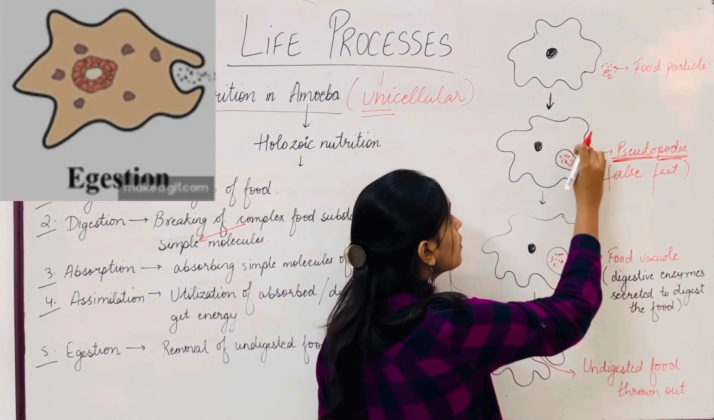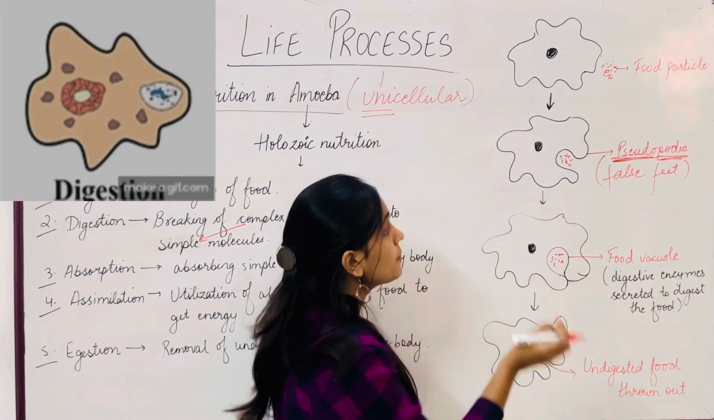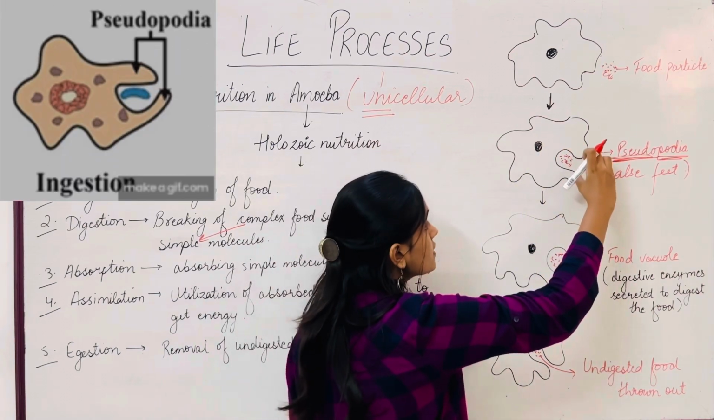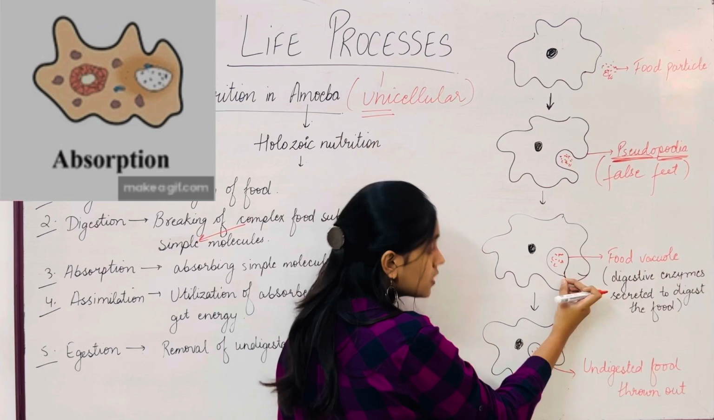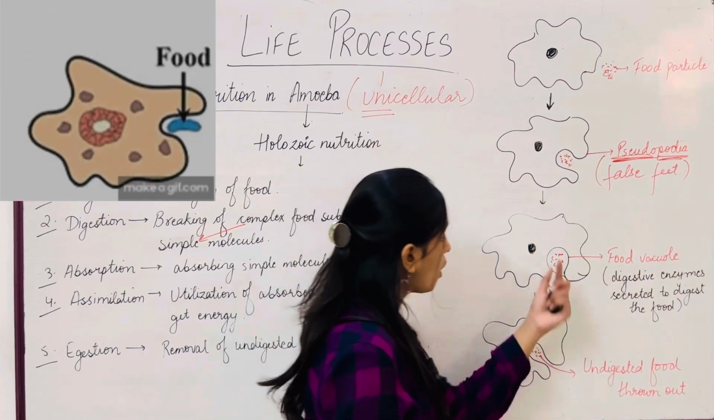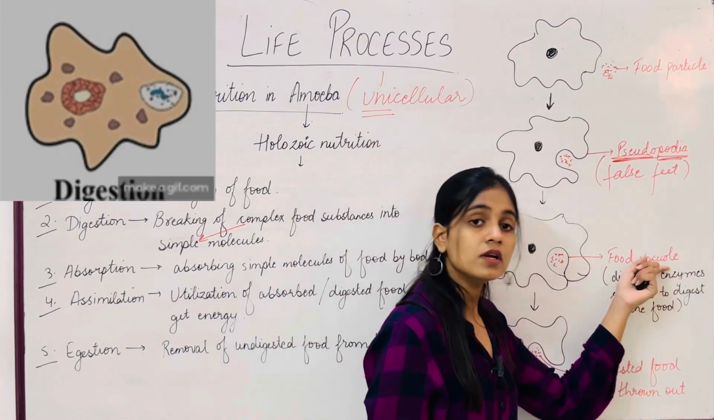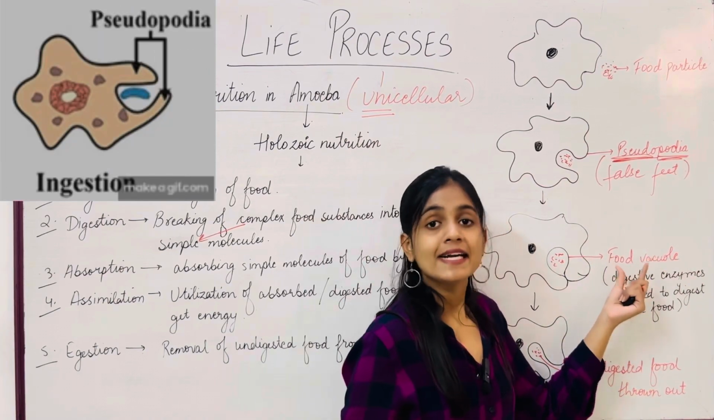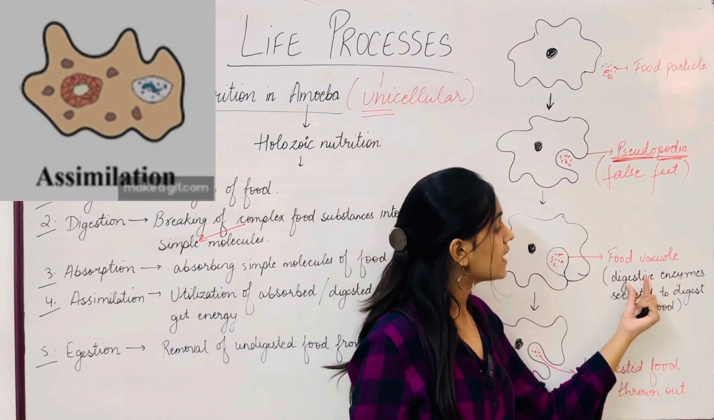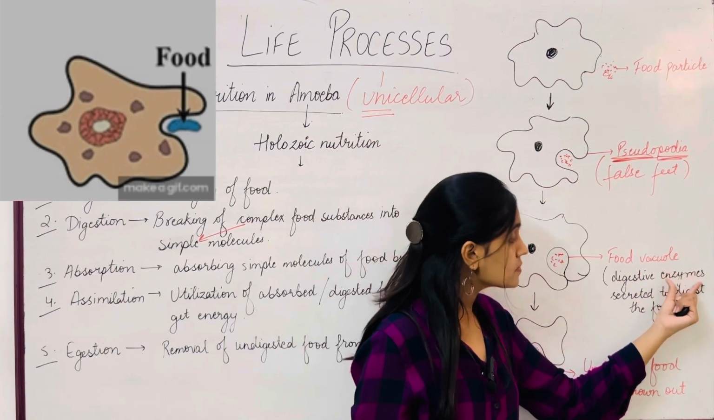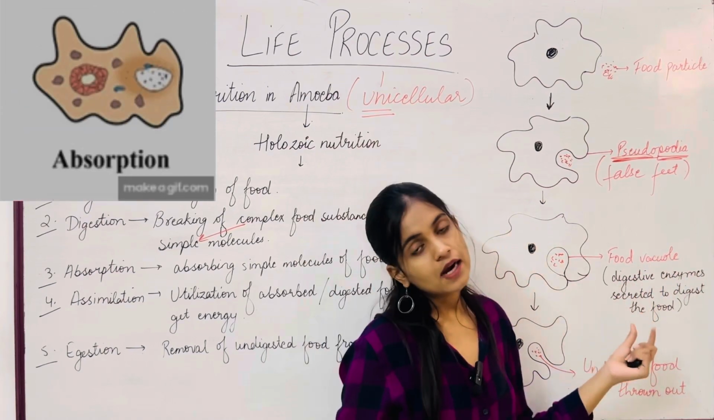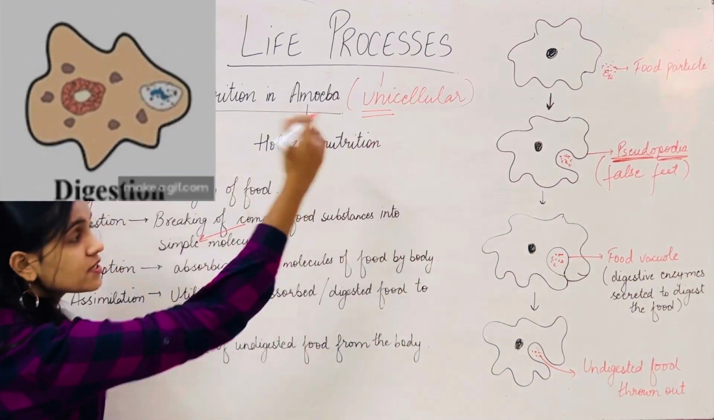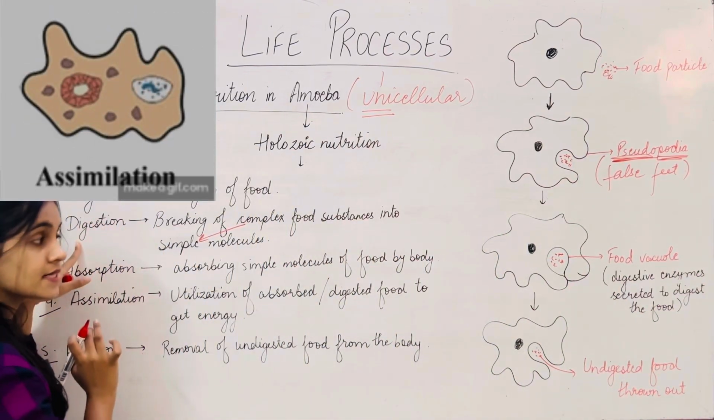These pseudopodia will arrange themselves in such a shape that they are taking the food particles inside. Now the pseudopodia get closed to form a food vacuole. What do we mean by food vacuole? The vacuole in which food is present. In this vacuole, the food will be digested with the help of digestive enzymes, the enzymes which help in digestion. Now you have seen that ingestion has taken place, digestion has taken place.